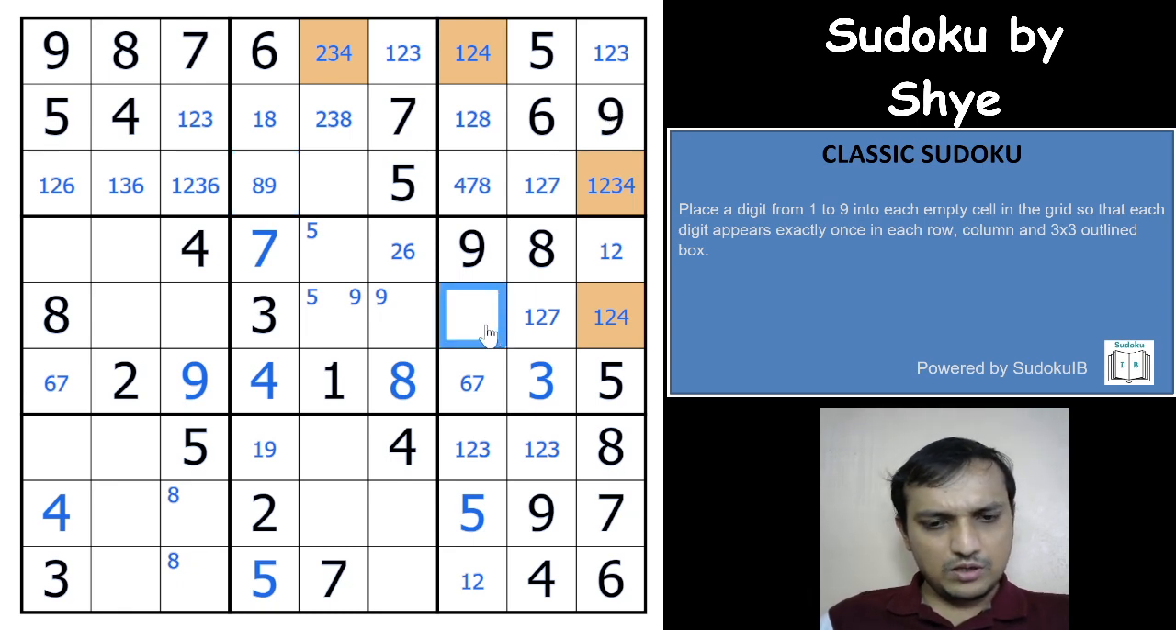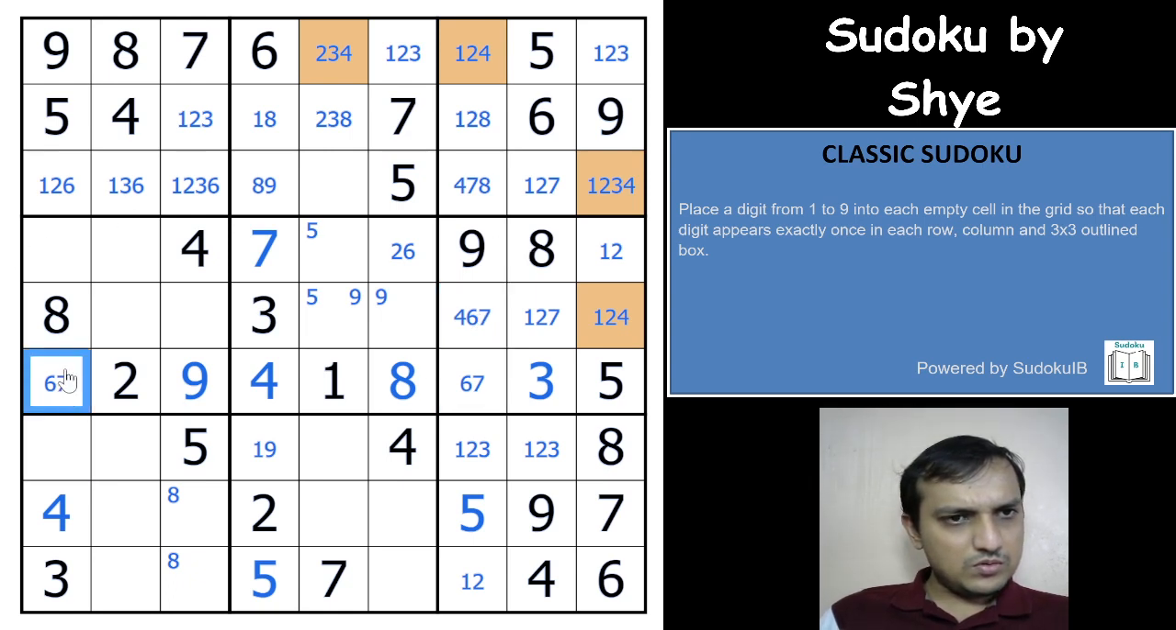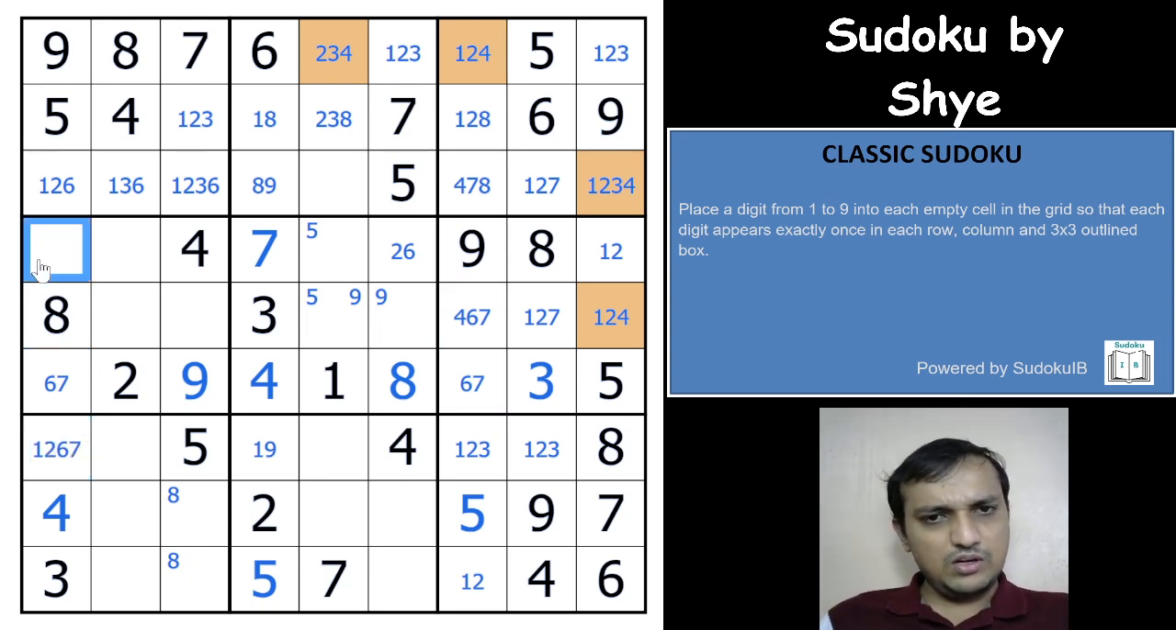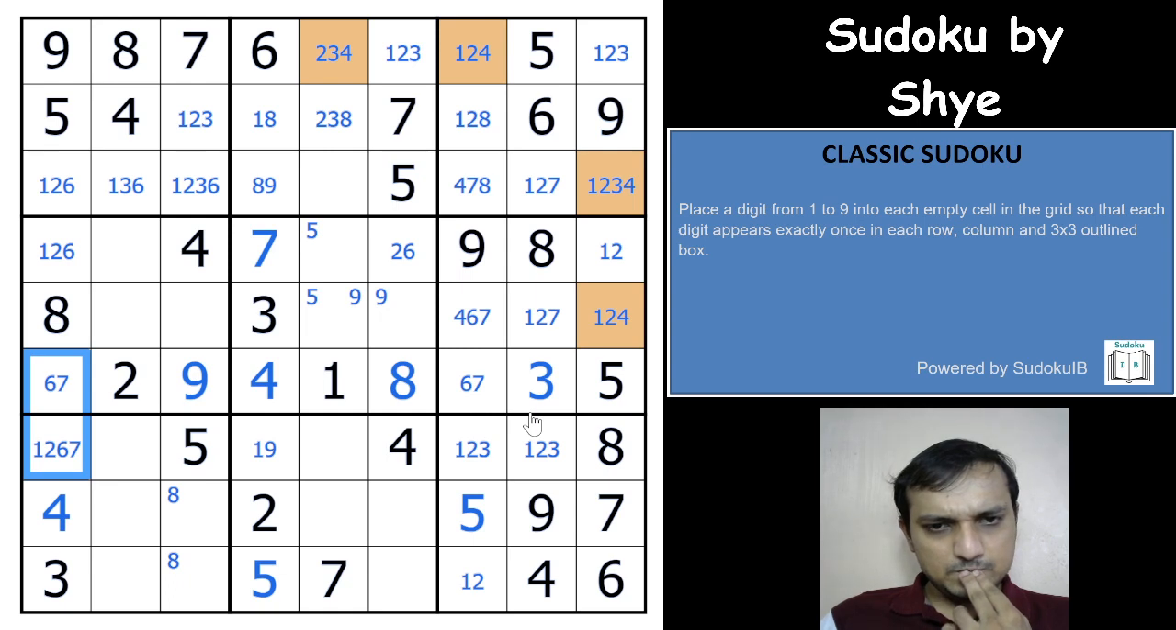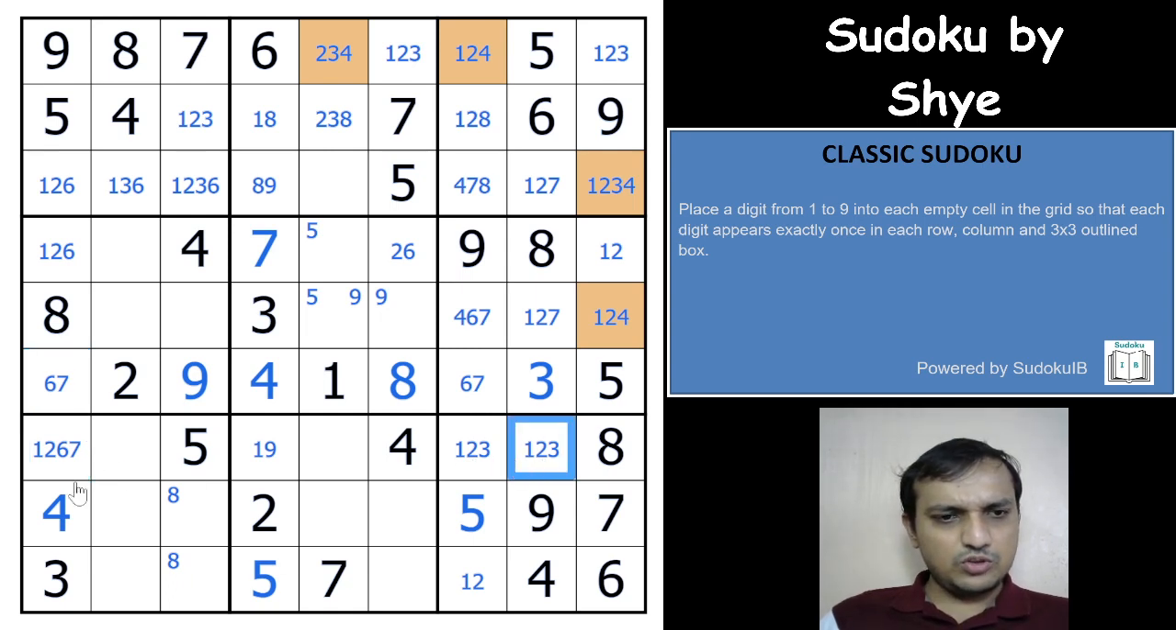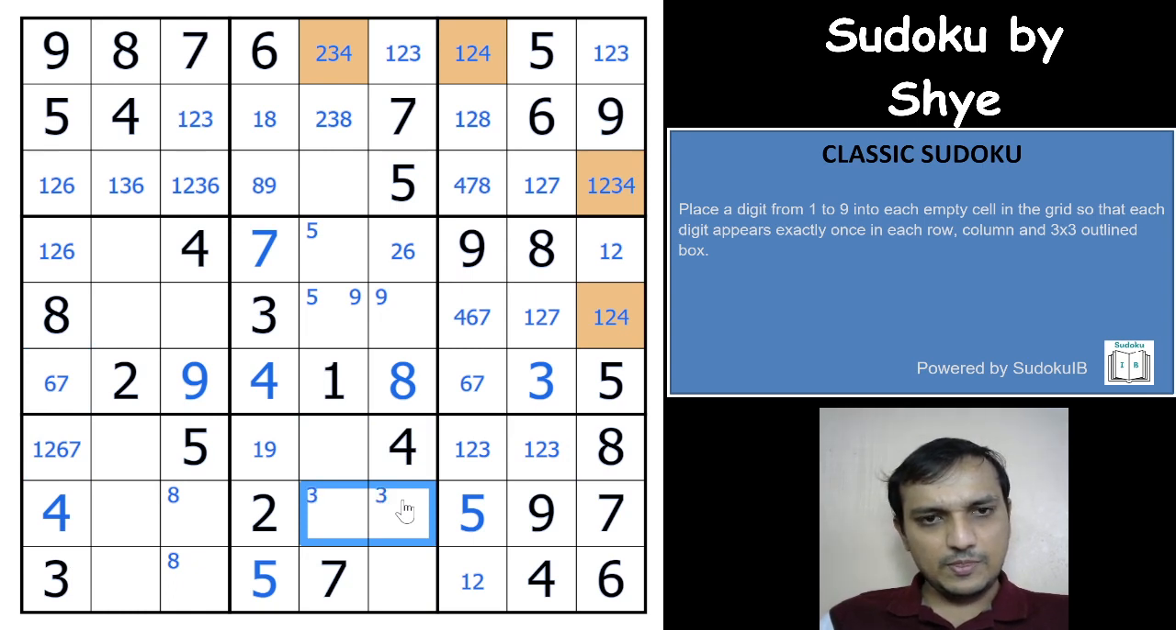1 2 cannot be here. 4 6 and 7. Okay, this is 1 2 6 and 7, 1 2 and 6. 7 is in one of these two cells. Come on, anything else we are missing here? 3 would have to be in one of these two cells, so which means 3 would have to be in one of these two cells, right?